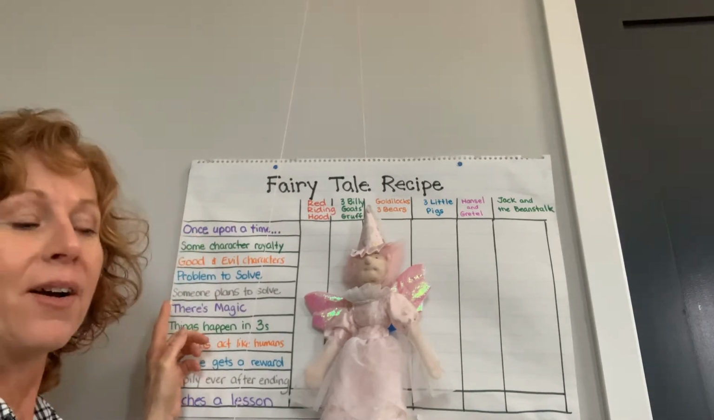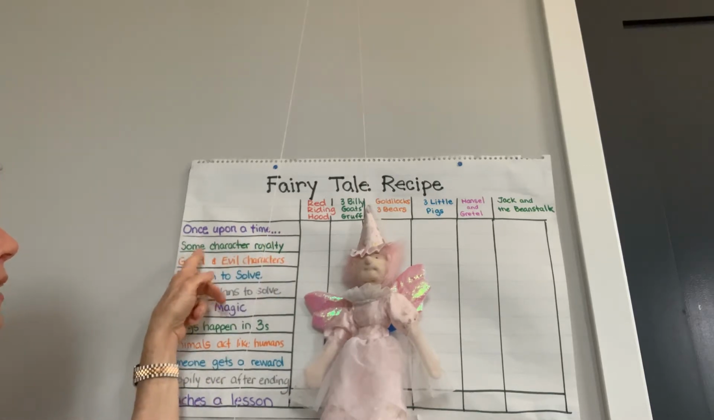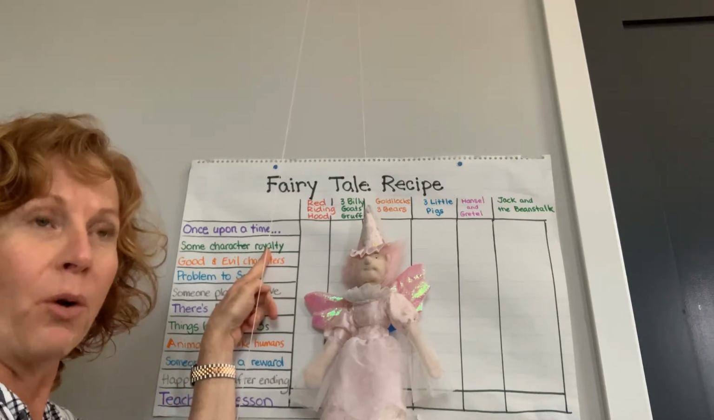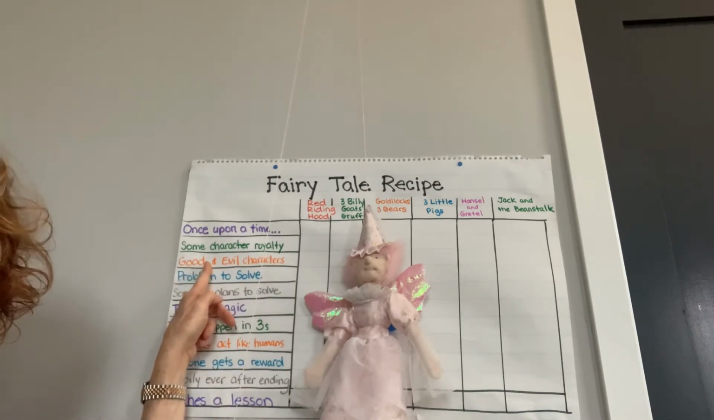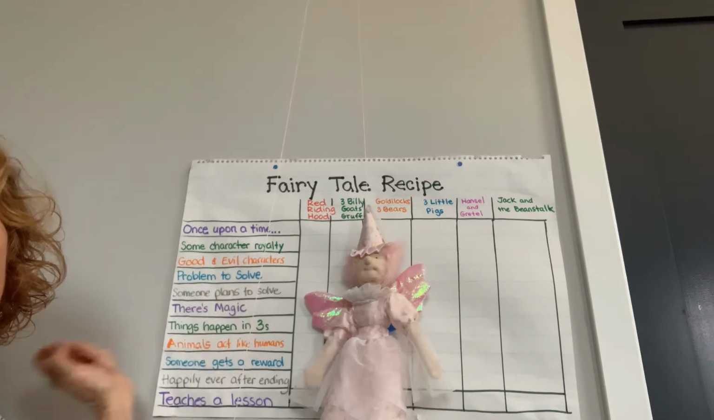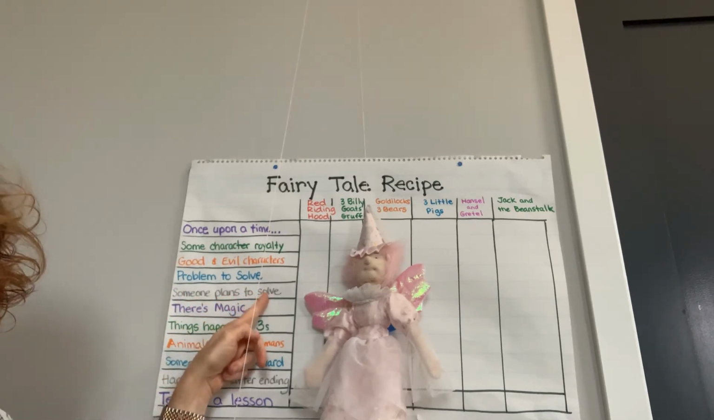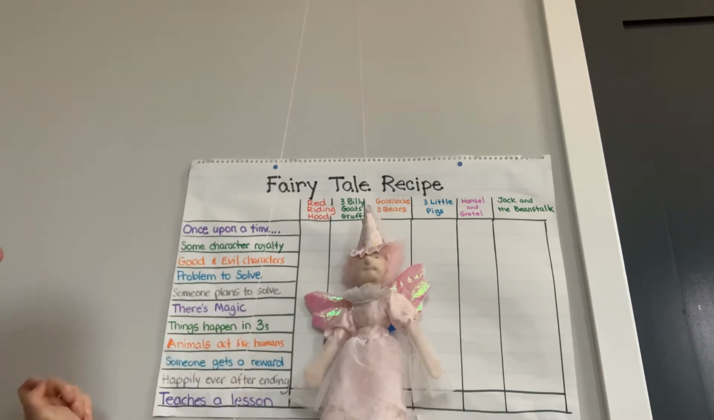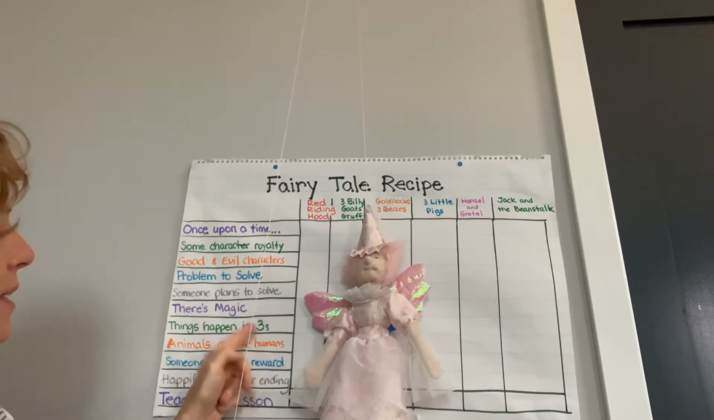Does the story or a fairy tale start out with once upon a time? Are some of the characters royalty? Like in Cinderella, there were characters that were royalty. The prince, for example. Are there characters that are good and evil? Is there a problem to solve? Does someone make a plan to solve that problem? Is there magic in the story? Do things happen in threes?